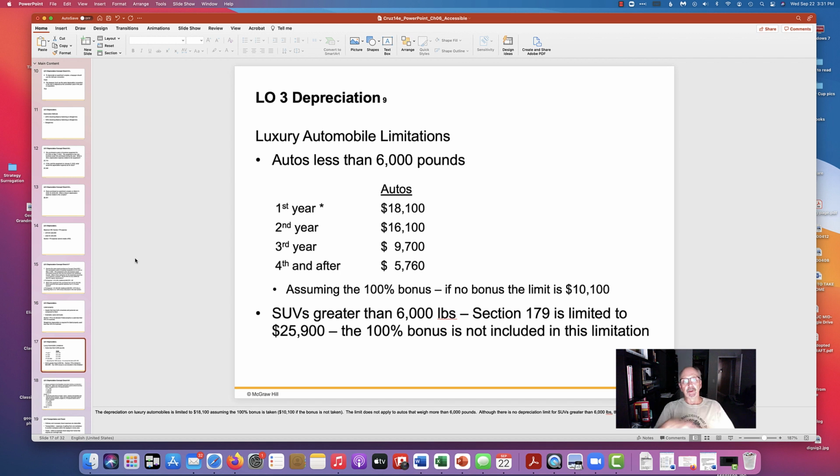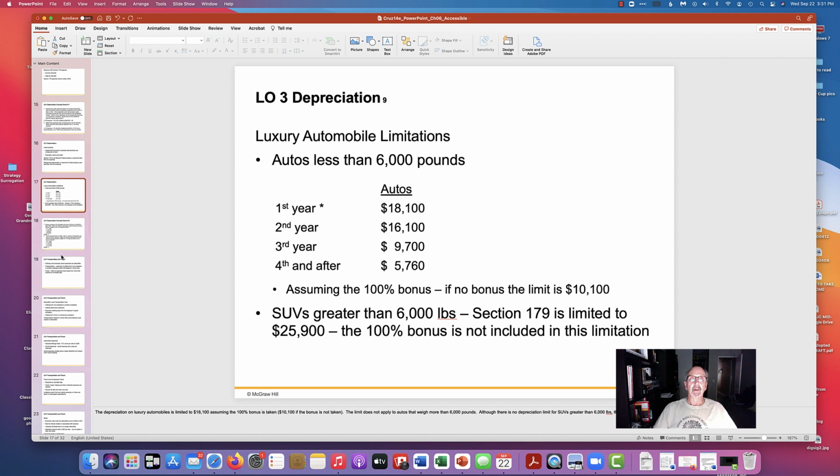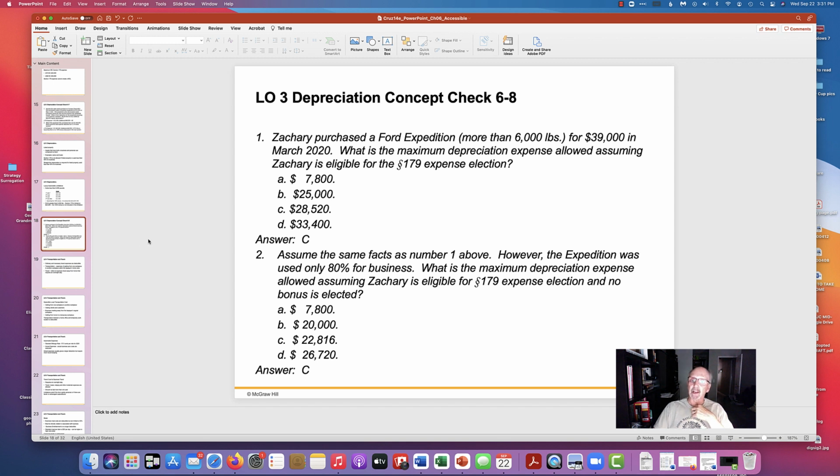Luxury automobile limitations as far as depreciation. First year, 18.1. Second year, 16.1. So these are limits of depreciation, no matter what was paid for the vehicle. SUVs greater than 6,000 pounds: Section 179 is limited to 25.9.